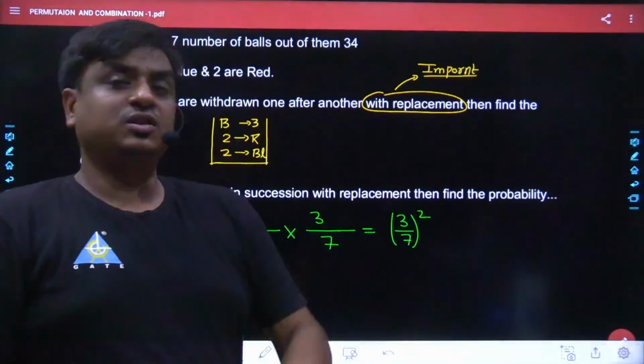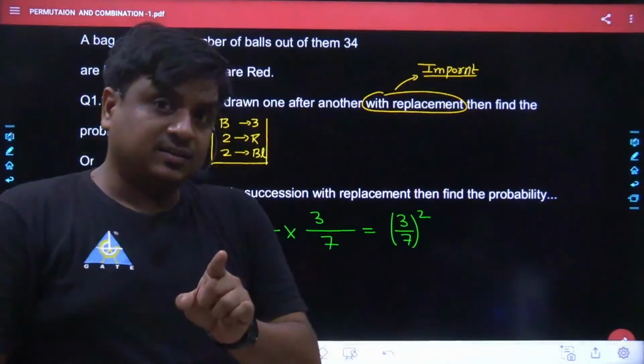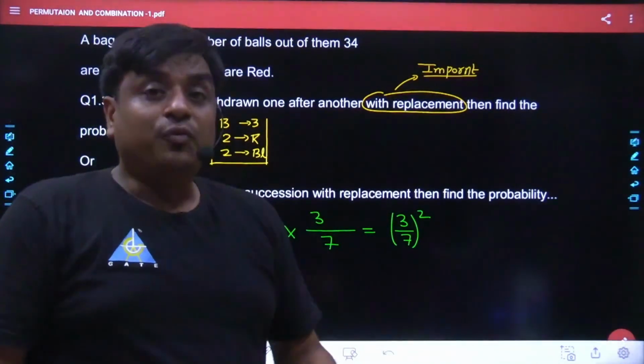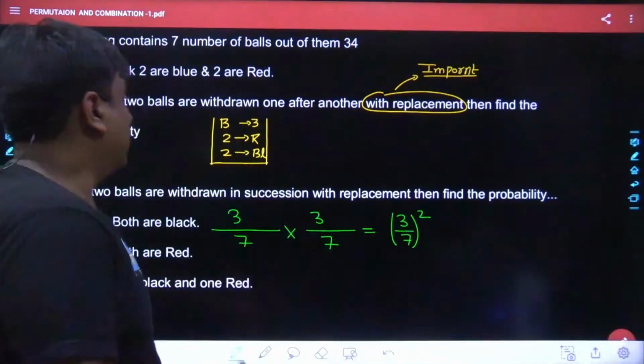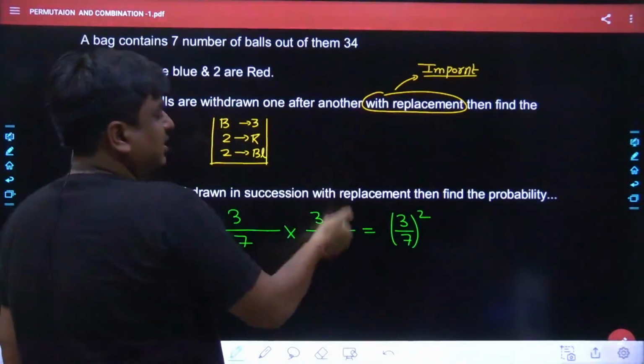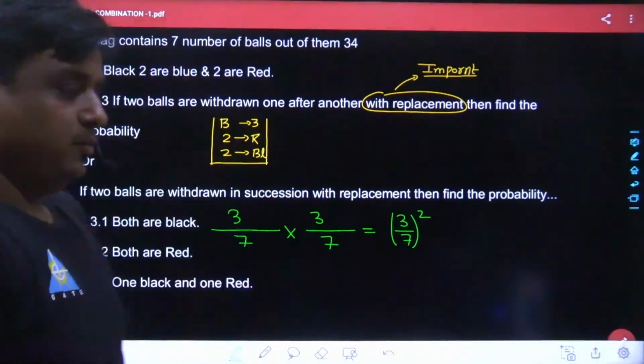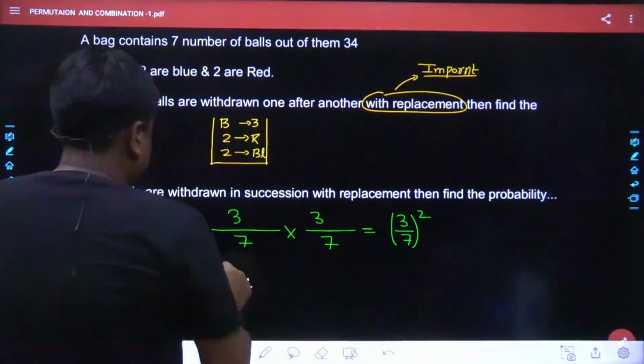The type of questions which we had taken in the last class, in yesterday's class, were the questions based on the concept of without replacement. Whatever ball had been taken out had been discarded, but again had been put back. Both are red.